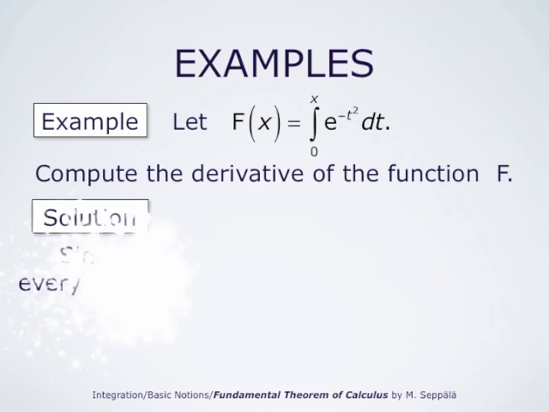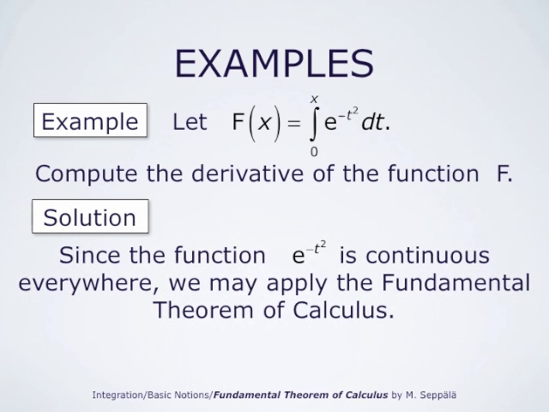And the solution is to observe that the function e to the negative t squared is a continuous function. It is continuous everywhere. Therefore, we may apply the fundamental theorem of calculus, and we may conclude that the derivative of the function capital F at x equals e to the negative x squared. So there is no computation involved. We may write down the expression for the derivative immediately by simply taking the function to be integrated, in this case e to the negative t squared, and by replacing t by x. Then we get the derivative of this integral from 0 to x of e to the negative t squared dt.